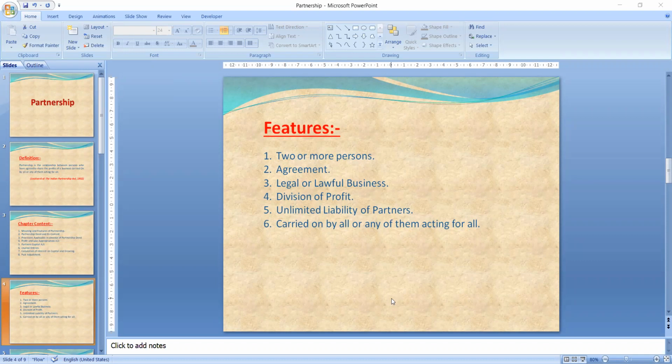Next point is carried on by all or any of them acting for all. Can you explain point number 6?